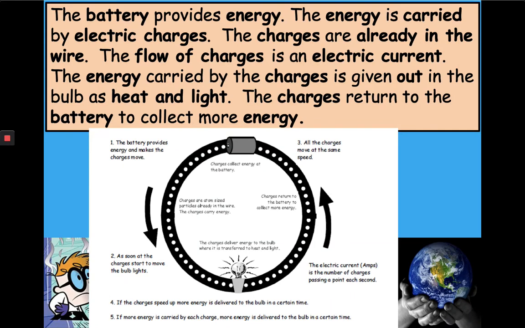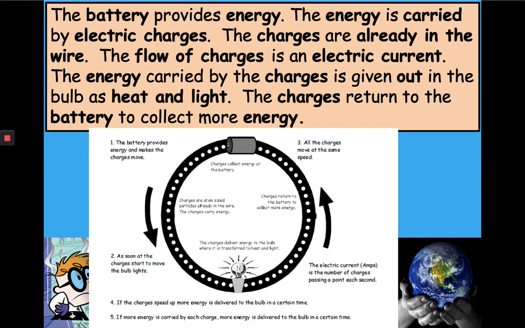So this is it again, now not using the analogy of the vans, but this time in a circuit. We'll start at number 1 and have a look at this one now. The battery provides energy and makes the charges move. Nothing would work in this circuit if we didn't have the battery to provide that energy. So we've got a battery that's working well, it's providing energy, and the charges are moving in that circuit.